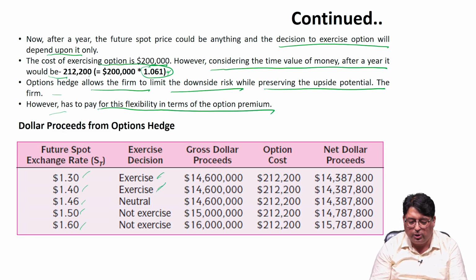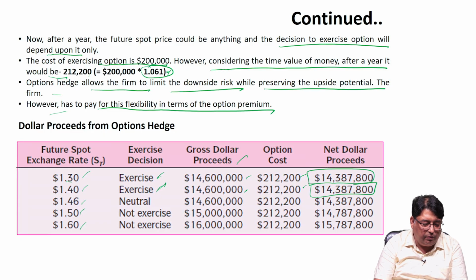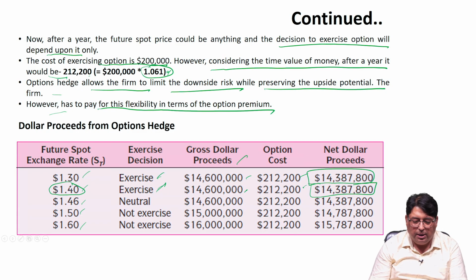What is happening in these two cases? The dollar amount proceeds are the same; the option cost is this much, subtract it from the dollar proceeds, and the amount comes to be like this. And this amount is even more than when we convert at the spot rate if an unhedged position exists, then the 1.40 spot rate would be used to convert 10 lakh pounds. So, there is a gain here and here in both cases. When the spot exchange rate is 1.46, the situation is neutral, no change.